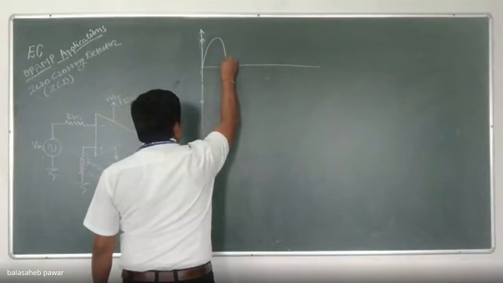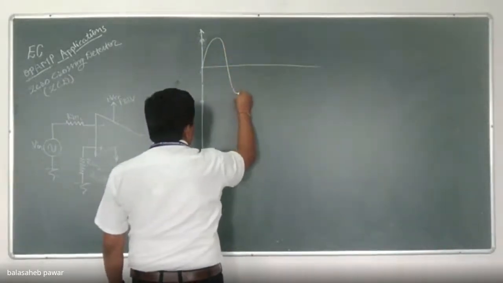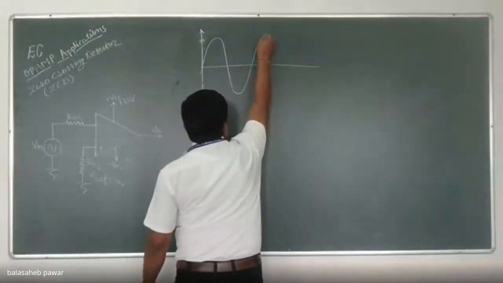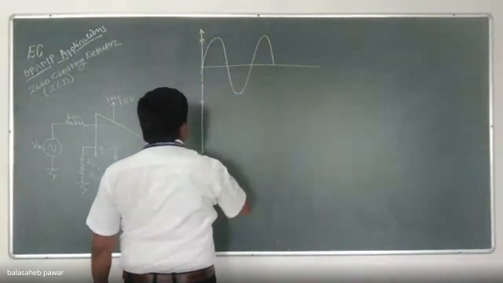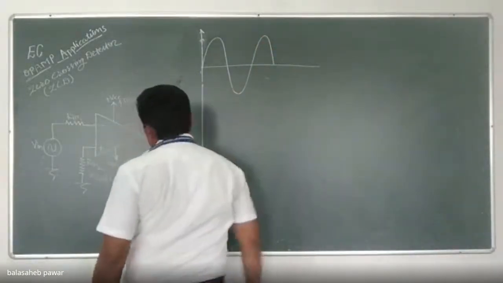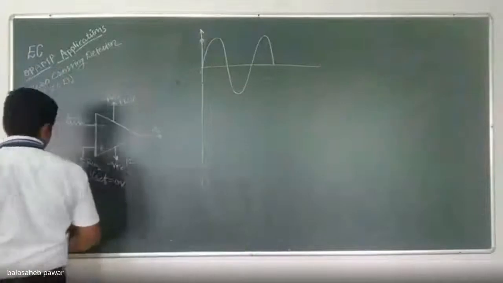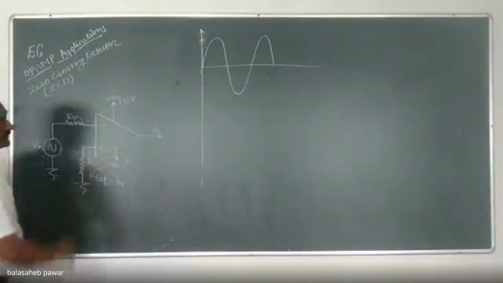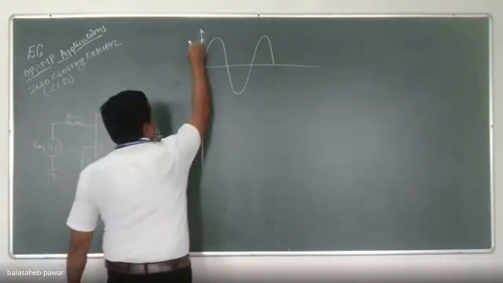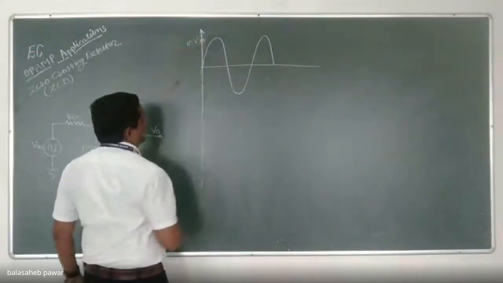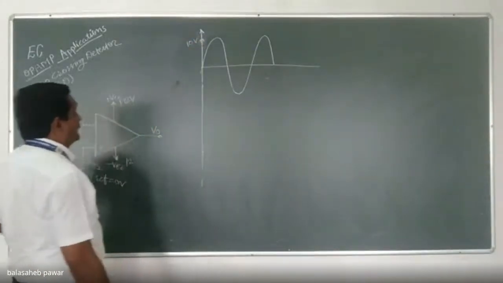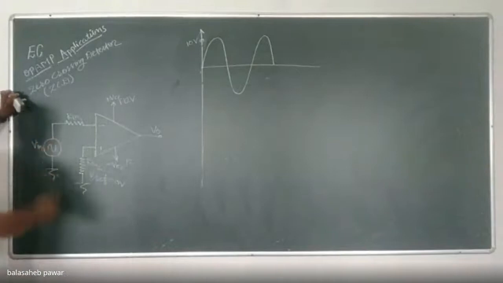Again, I will show that input signal as it is, that is sine wave, if it is there, and my another input, that is nothing but reference, it is at 0 volt itself. Suppose this one is 10 volt peak input signal, sinusoidal, right?